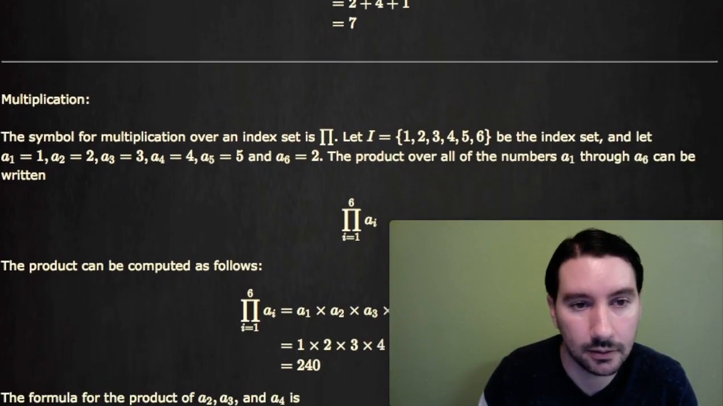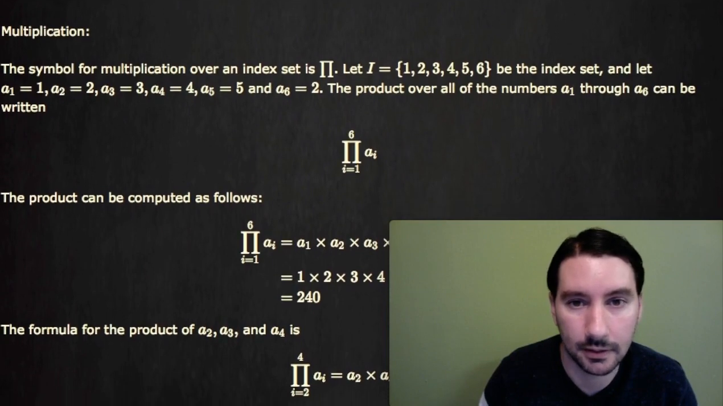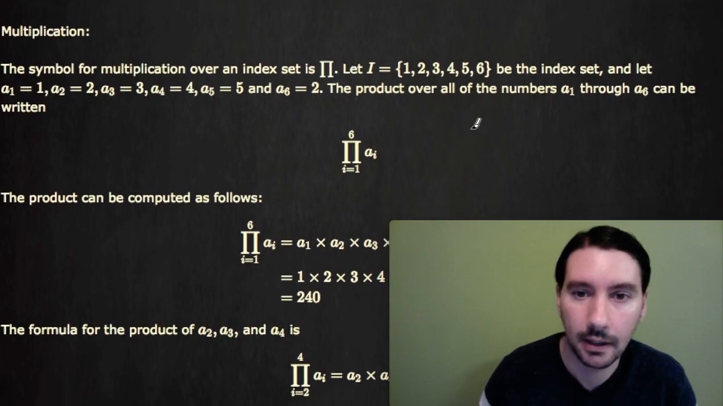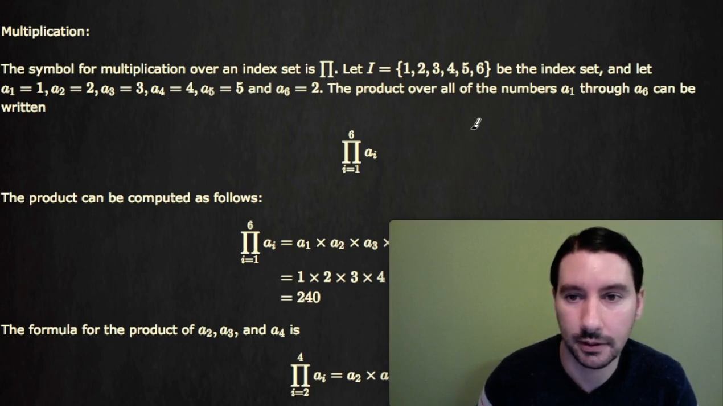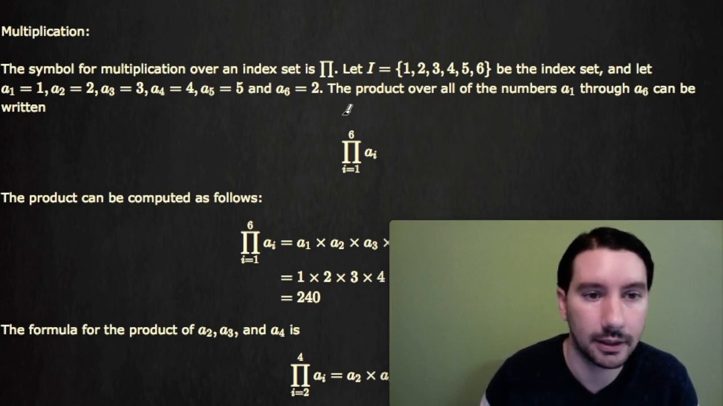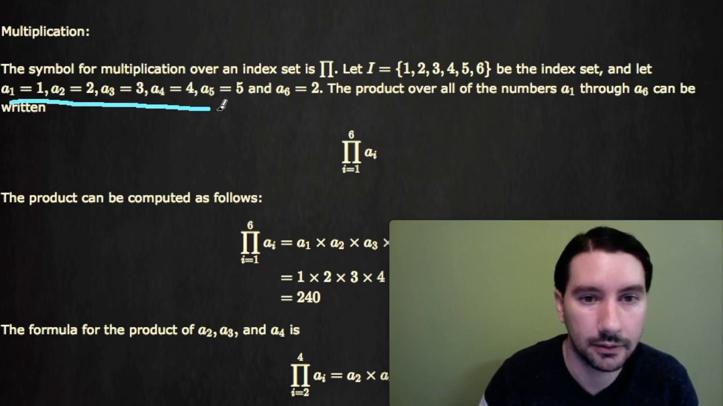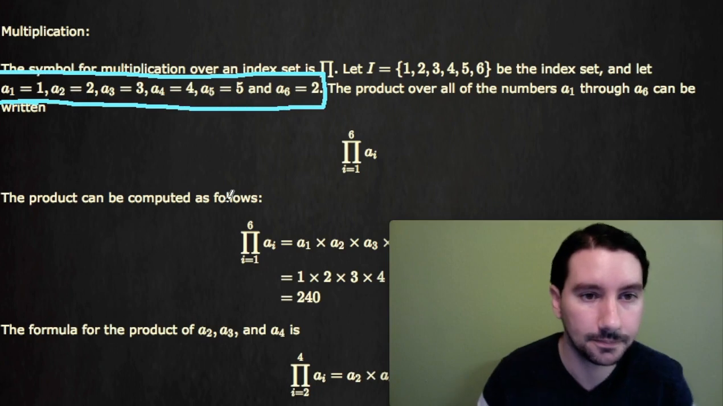And for multiplication, we use a capital pi. So this is a capital or a large pi. In this case, we're going to take, for example, the index set I equals 1 through 6, and we're going to take A1 is 1, A2 is 2, A3 is 3, A4 is 4, A5 is 5, and A6 is 2.